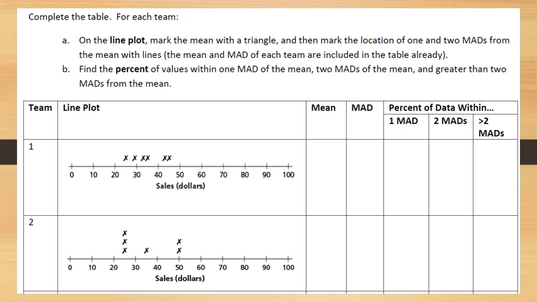For homework, we're going to go ahead and complete this table. So we need to identify the mean and the MAD for each team. And I know it says they're included in the table already, but we meant for them to be added after you did that in class today. So for example, for team 1, the mean should have been $35. The MAD was $6. For team 2, the mean should have been 35 also, and the MAD was 10.